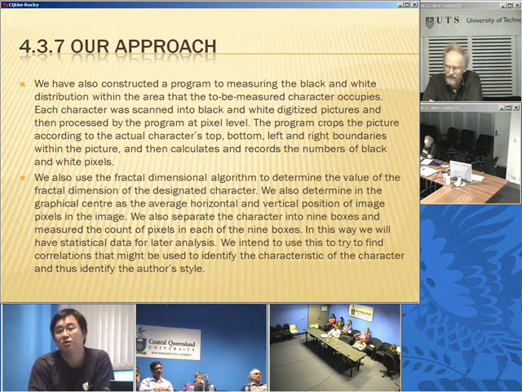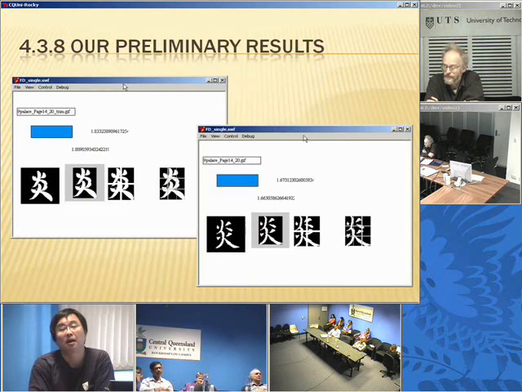We intend to use this to try to find correlations that might be used to identify the characteristics of the character and thus identify the author's style. And this is what we've done. We just imported the image and processed it into straight black and white, and we crop it and put it into four boxes or nine boxes and calculate the fractal dimension of that.